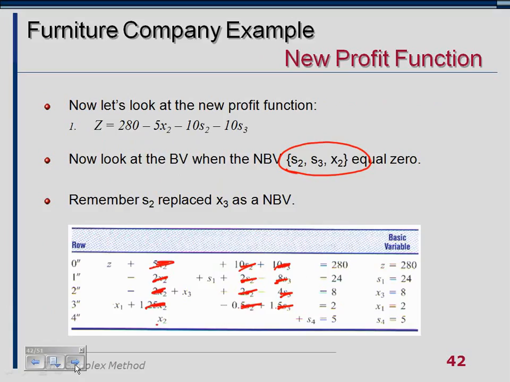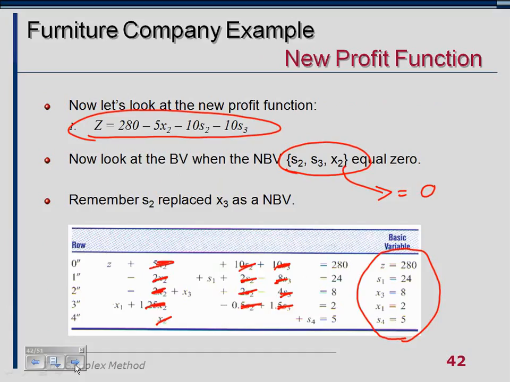Well, when you reduce it, you're simply left with these equations. Z equals 280. S1 equals 24. X3 equals 8. X1 equals 2, S4 equals 5, right? And all these guys are equal to 0. Good? All right. Now, let's take a look at our new profit equation. What do we notice about the coefficients in front of all of our decision variables or slack variables? They're negative. So what do you think this tells us?